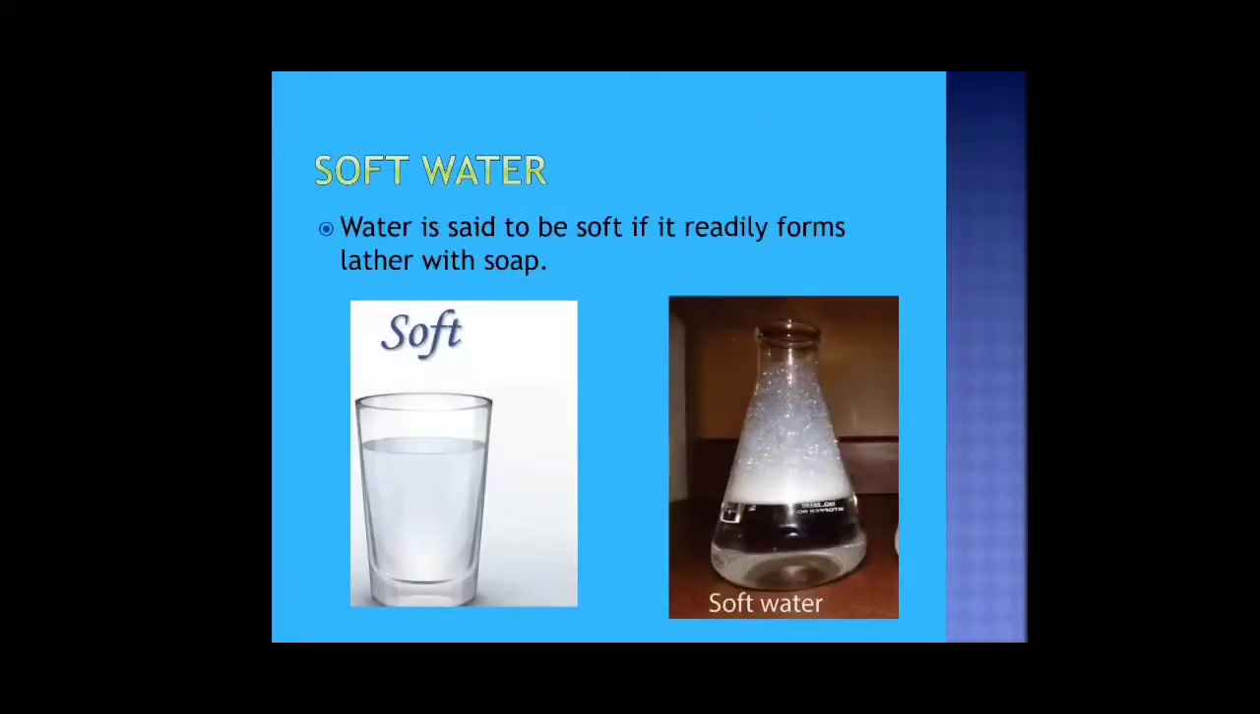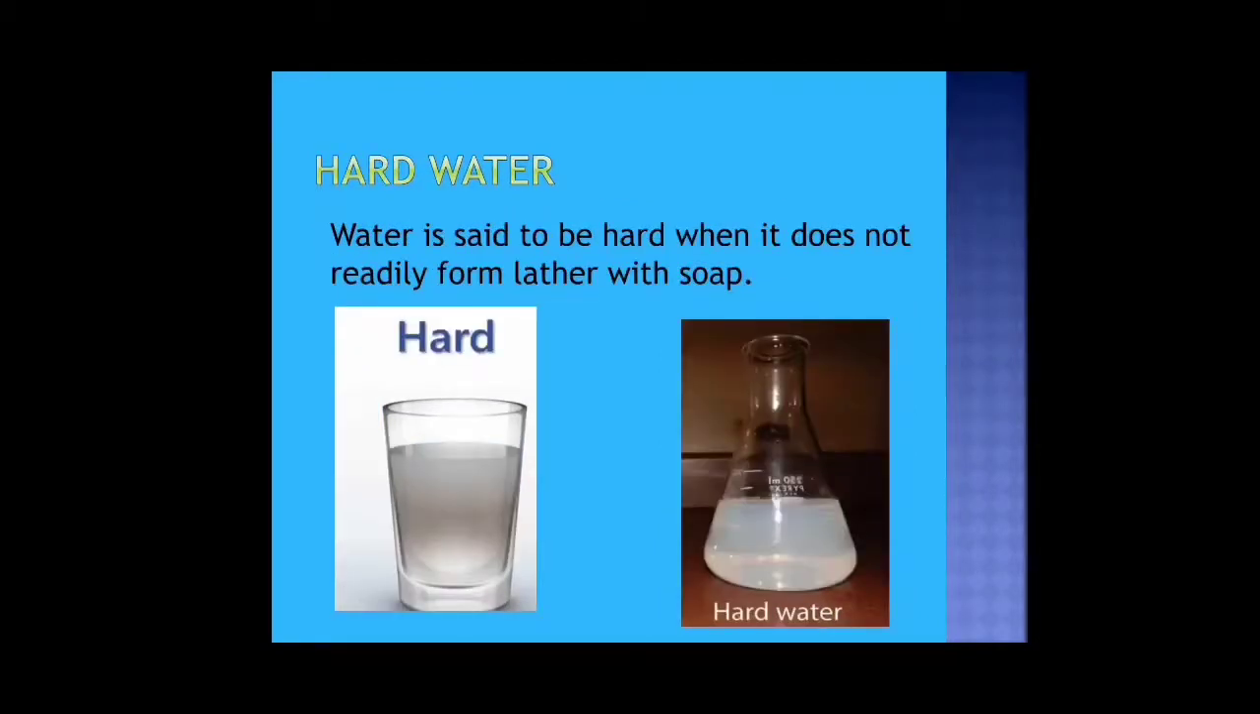Water is said to be soft if it readily forms lather with soap. So if you find that you use soap and water and it gives a good amount of lather, means those bubbles will form very easily, then we can say that this water is soft water. Then what is hard water? Water is said to be hard when it does not readily form lather with soap. Then what happens if it is not forming a lather? It just forms a whitish scum or whitish layer on top of the water. So you will not get many bubbles. Then that water is called hard water.